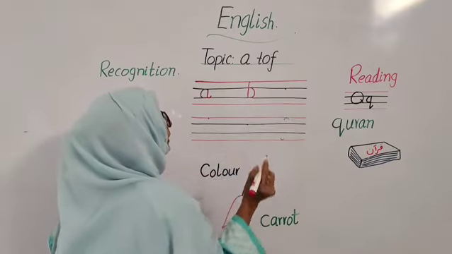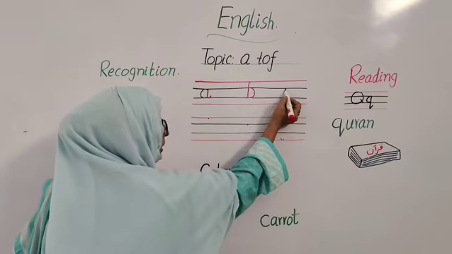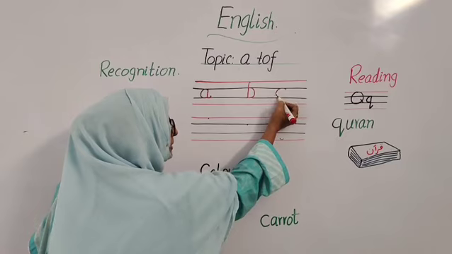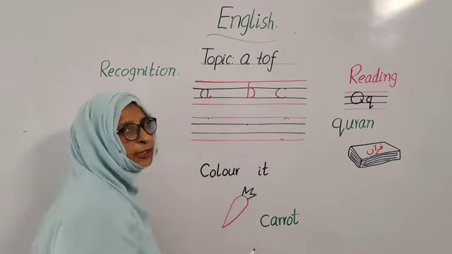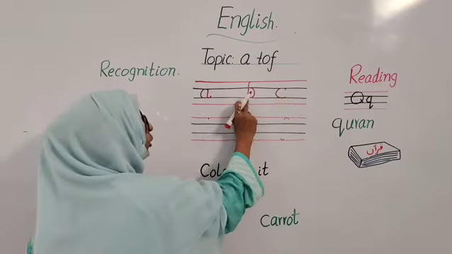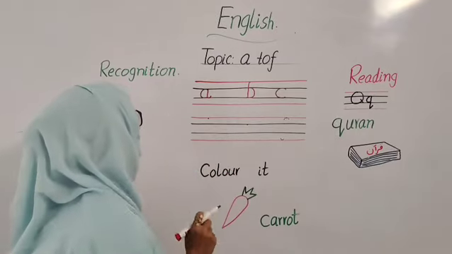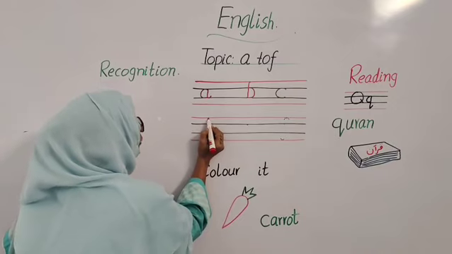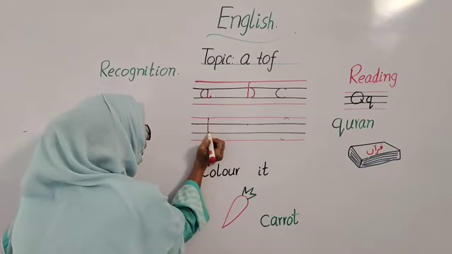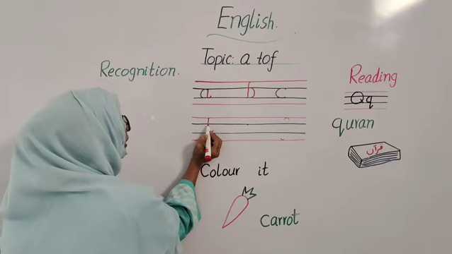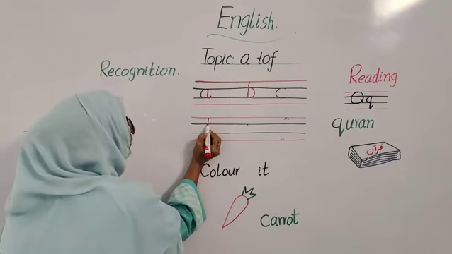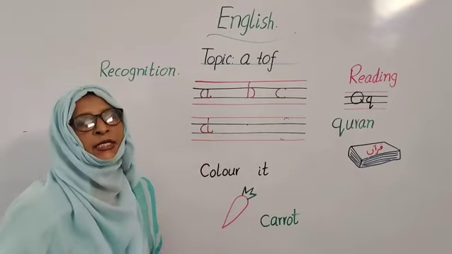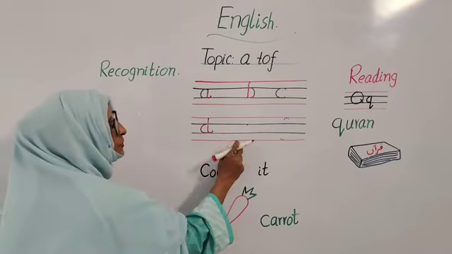Okay, now look here. Put pencil on dot, draw a curve, makes c. Small c. After c, small d. Draw a standing line with a small curve. Now put pencil on second line. Draw a curve. Next d. Next e.